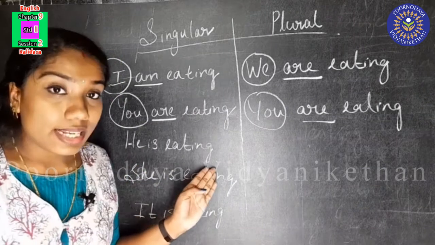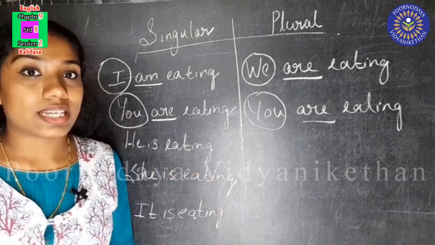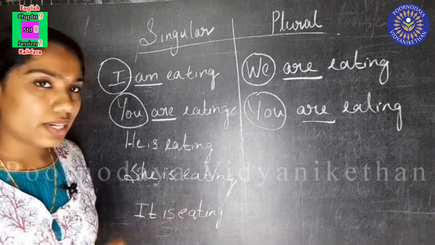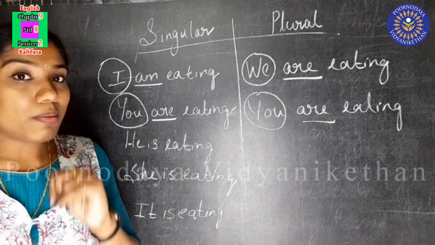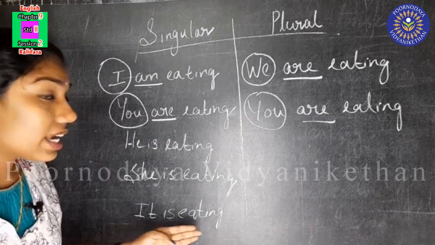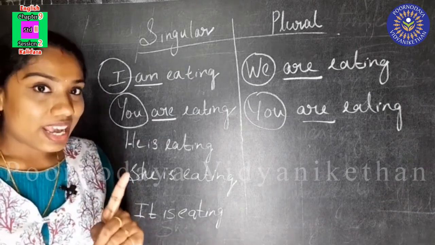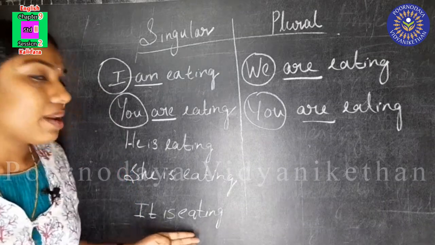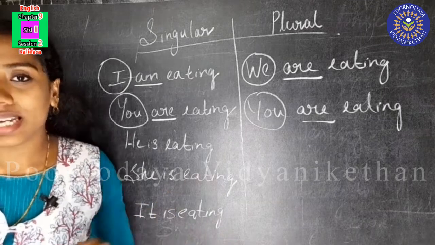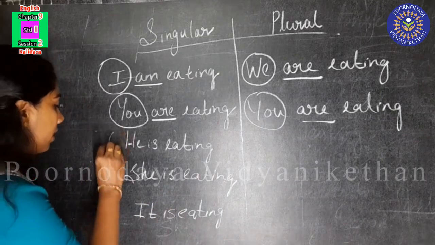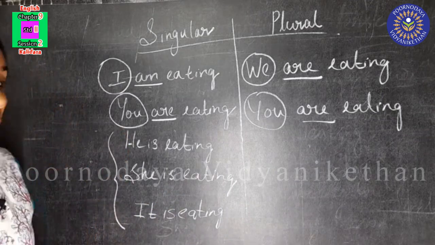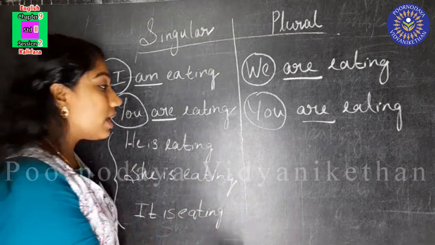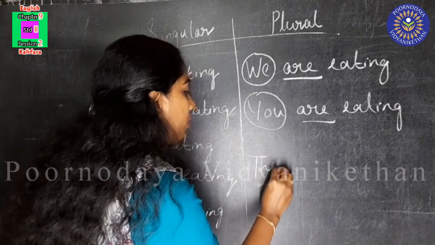He is eating. One person is eating. She is eating. Here also it is singular. One person is eating. It is eating. Again, one animal or bird or thing. One animal is eating. It is eating. So all these are in singular form. For he, she and it, we'll use they in plural form.